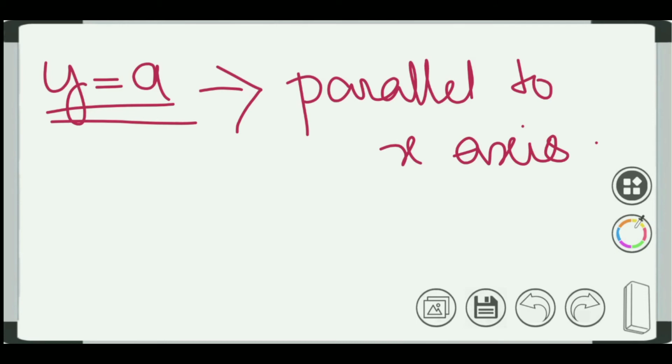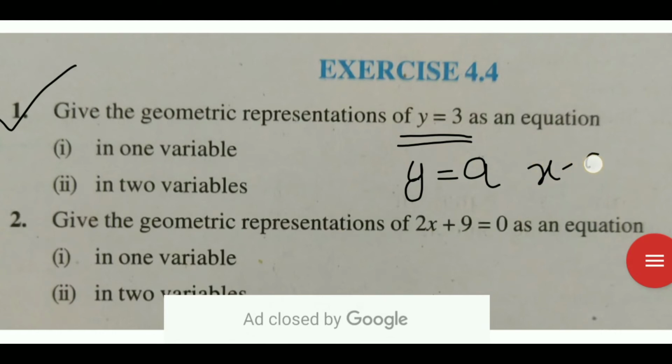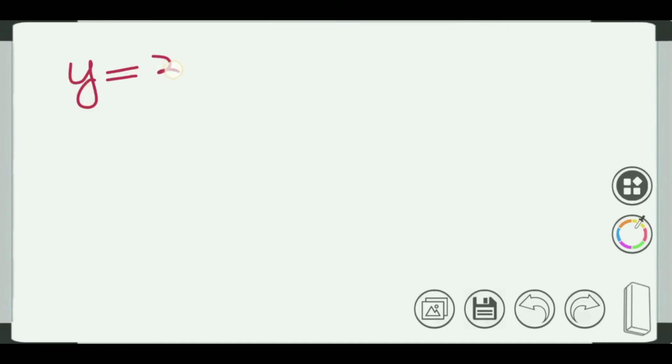So I think we have one more exercise, a small one. Come to exercise 4.4. First question: give the geometric representations of y is equal to 3 as an equation in one variable and in two variables. Okay. This is of the form y is equal to a. What will be the graph of y is equal to a? It will be a straight line parallel to which axis? Reverse, x-axis, right? So we will get a straight line parallel to the x-axis. Okay, we'll do it. They have given y is equal to 3.